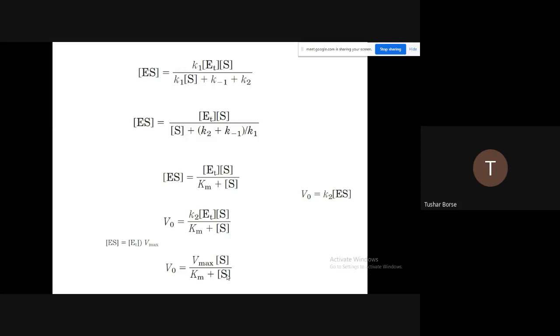So you have to consider those three assumptions. The first one can be called the pre-steady state assumption, that is the initial velocity. Then you have the steady state assumption, where rate of breakdown of the ES is equal to rate of formation of the ES. And the third assumption is the maximum velocity, where under this condition you have the total enzyme in the form of the ES. So it relates to the saturated enzyme. Vmax is the maximum velocity where your total enzyme is saturated.